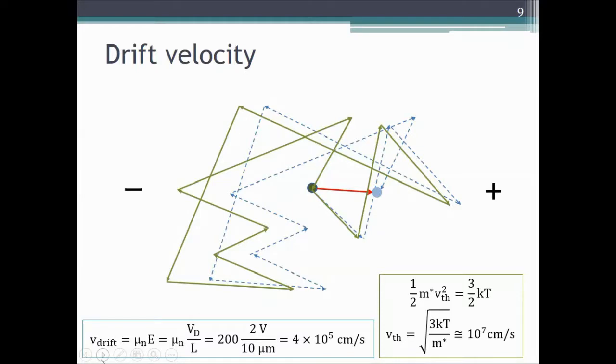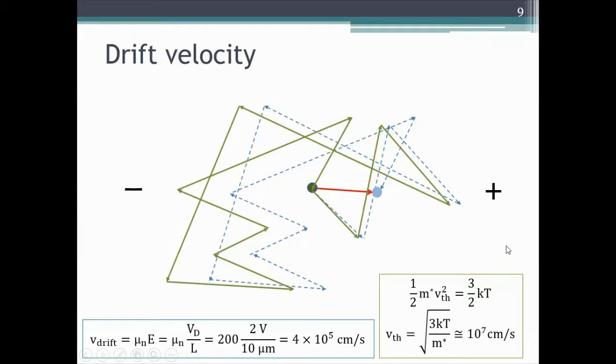So what is the drift velocity? The drift velocity is given by mu n times E, where mu n is the mobility, E is the electric field. And the electric field, if this is a uniform semiconductor, is simply the voltage applied divided by the length. I'm putting some typical numbers. We saw that at the interface of a MOSFET, the electron mobility is about 200. Let's say the voltage is 2 volts, and let's say L is 10 micrometers. Then the drift velocity is 4 times 10 raised to 5 centimeters per second, which is of course much smaller than the thermal velocity of electrons.